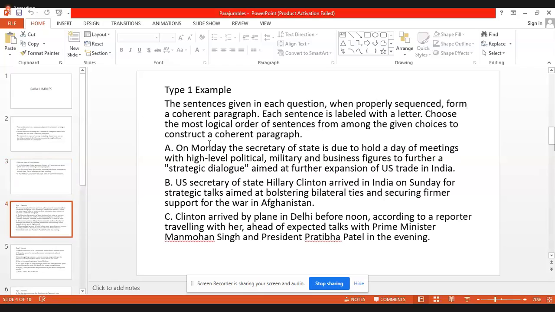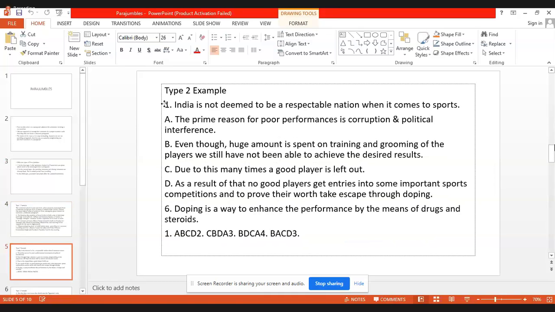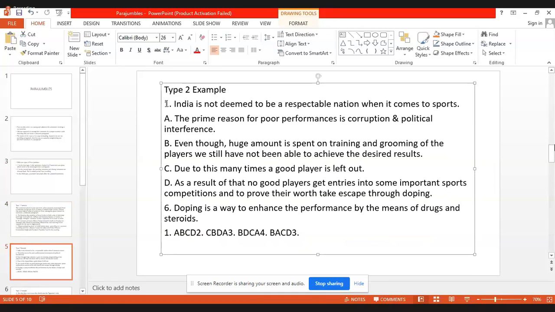This is type 1. What happens in type 1 is, students, that you are given the sentences A, B, C, usually labeled in alphabets, jumbled up, and you have to arrange them in the correct order. This is the most basic type. Then type 2, students, is when the first statement is told to you. This is fixed. So here the first statement is given to you: India is not deemed to be a respectable nation when it comes to sports. This is the first.